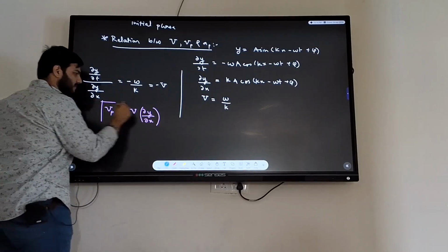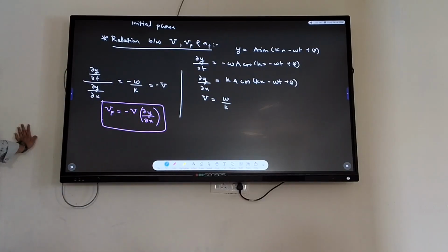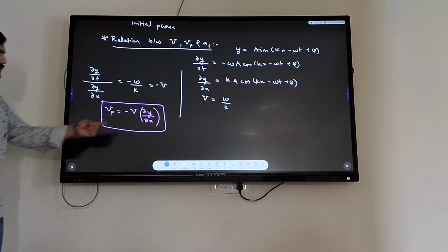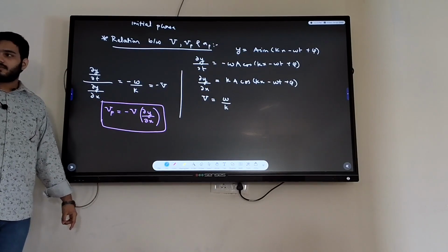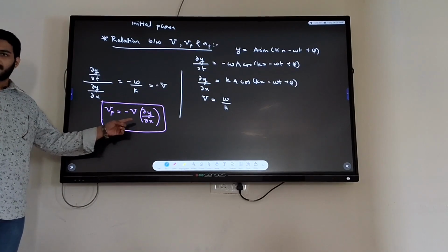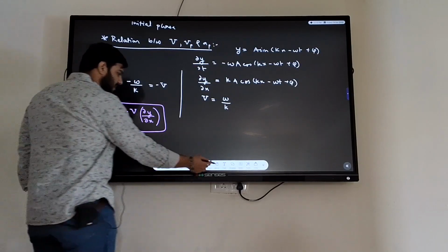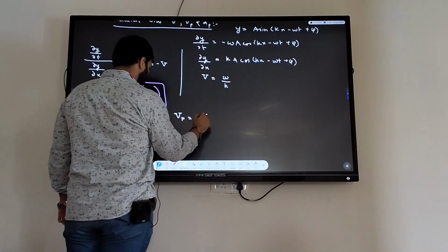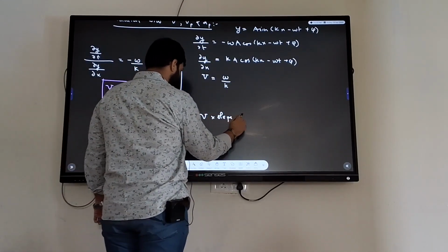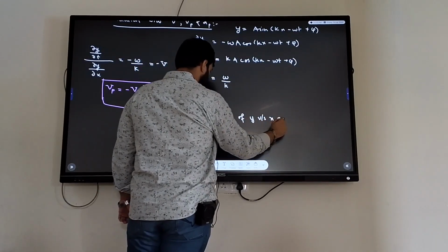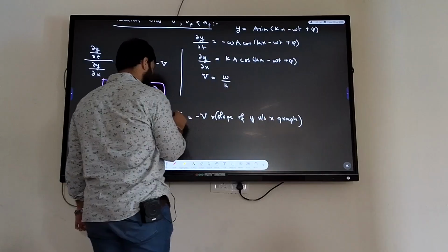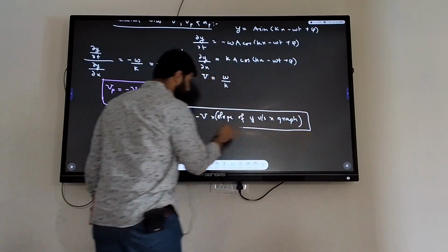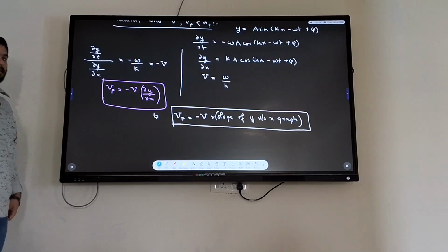Actually, the first derivative represents what in a graph? It represents a slope. Slope of what graph? What versus what? Y versus x. So if I have a y versus x graph and its slope, then the relation is minus v into the slope of y versus x. Hopefully you are writing with me and going forward. This is the relation between Vp and V.